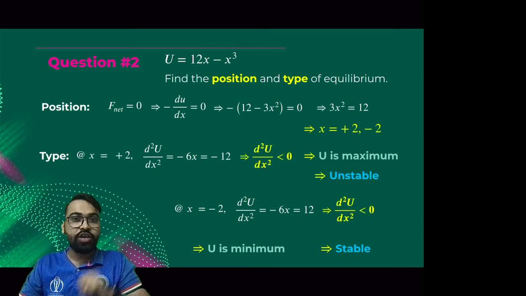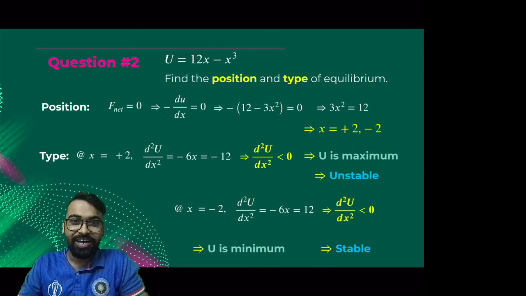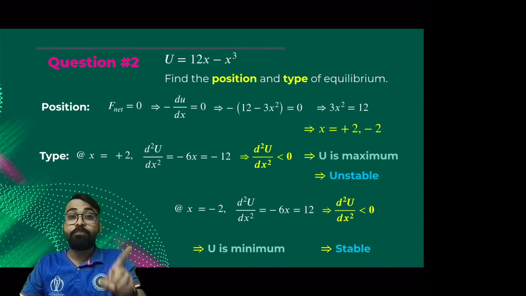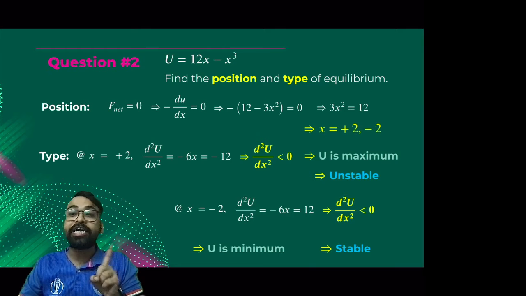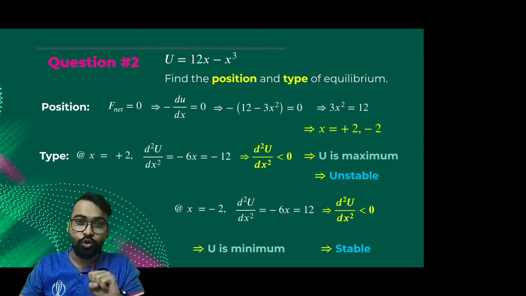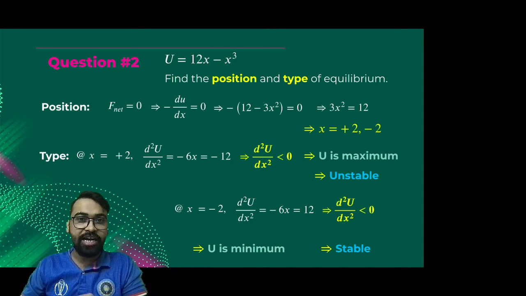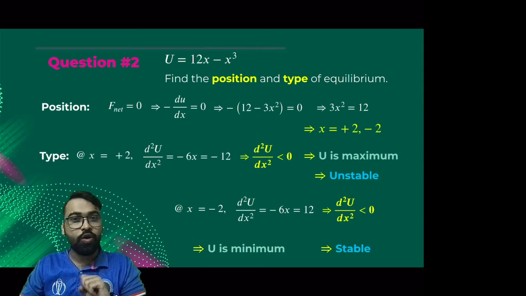So both the types of equilibrium you are able to get, and if you want to modify this question, maybe you should say find the positions and types of equilibrium, because there are two. But the question will never be given in that way. You'll have to see whether there are one or more than one and judge for yourself.